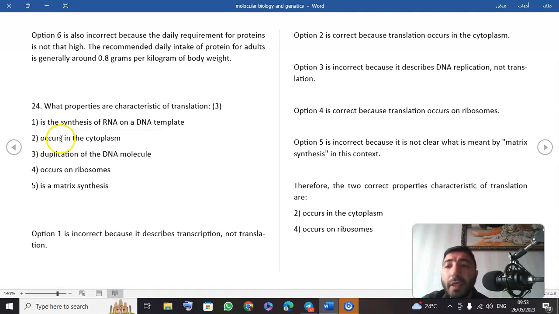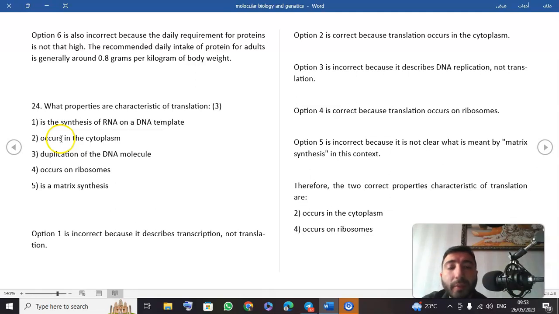Number 24 question, what properties are characteristic of translation? Please pay attention here. Option 1, occurs in the cytoplasm, is incorrect because it describes transcription, not translation. That's the first one. The synthesis of RNA on a DNA template, that's incorrect. Option number 2, occurs in the cytoplasm, is correct because translation occurs in the cytoplasm.